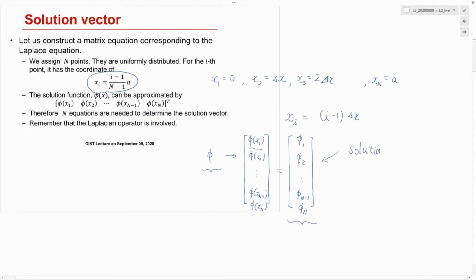Solution vector. Yeah. For example, if we have 100 points, then it becomes just a 100 by 1 column vector. Okay, if we have introduced 500, then that will be a 500 by 1 column vector. So we want to find out the value of these quantities.